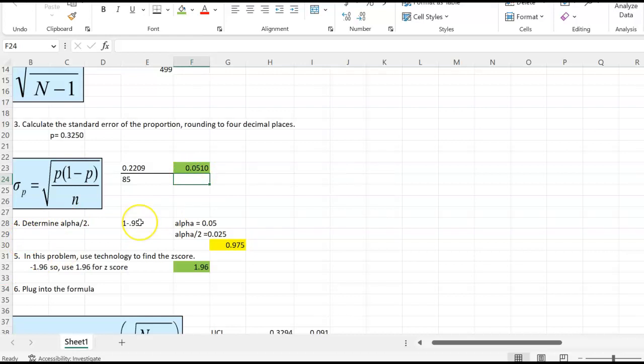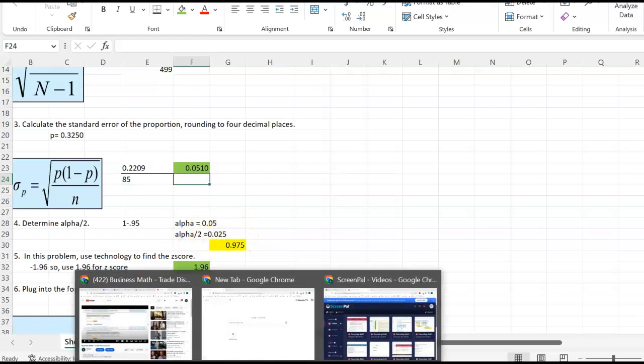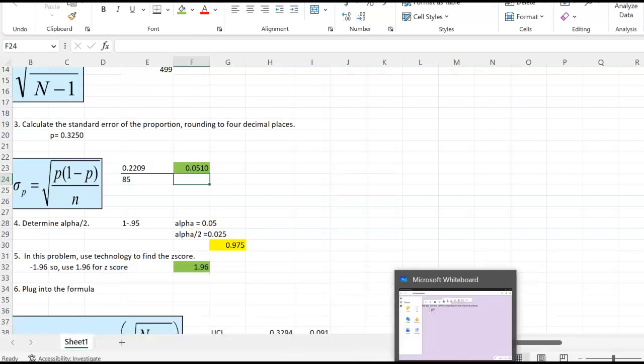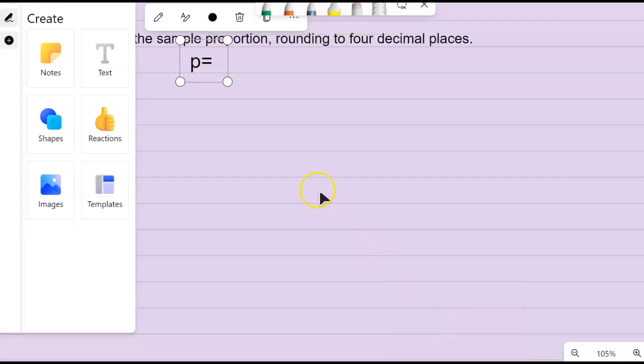Okay, and then step 4. Alpha divided by 2: 1 minus 0.95 would be 0.05. It's a 2-tailed, so we're going to divide that by 2 and get 0.025. I'll explain that more in another video, but just to show you what it looks like.